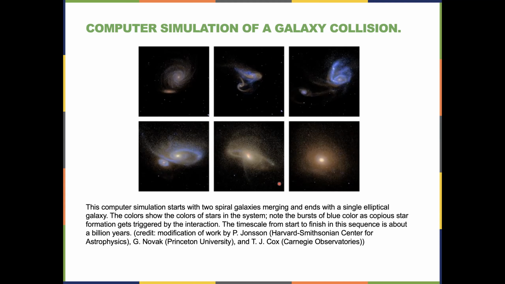Now, I have mentioned in the caption that this computer simulation starts with two spiral galaxies merging and ends with a single elliptical galaxy. The colors show the colors of stars in the system. What that means is, if you look at all these images, they are color coded based on the colors of stars, right? For example, when you go to this third image on the right hand side, you have more blue color right here. So that means you have more star formation in that particular situation, right?